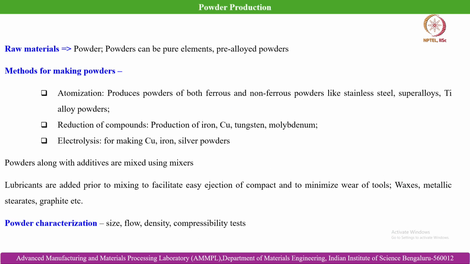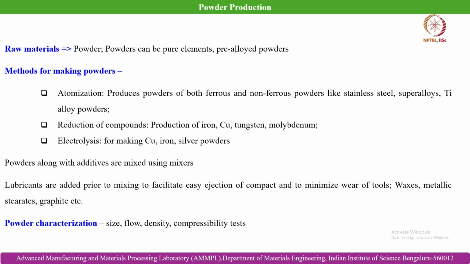So the raw materials are powders, which can be pure elements or pre-alloyed powders. The methods for making powders are atomization, which produces powders of both ferrous and non-ferrous materials like stainless steel, superalloys, titanium, etc., and reduction of compounds, which is another route of powder production. Production of iron, copper, tungsten and molybdenum can be done in this way, and electrolysis is also another effective route of powder manufacturing.